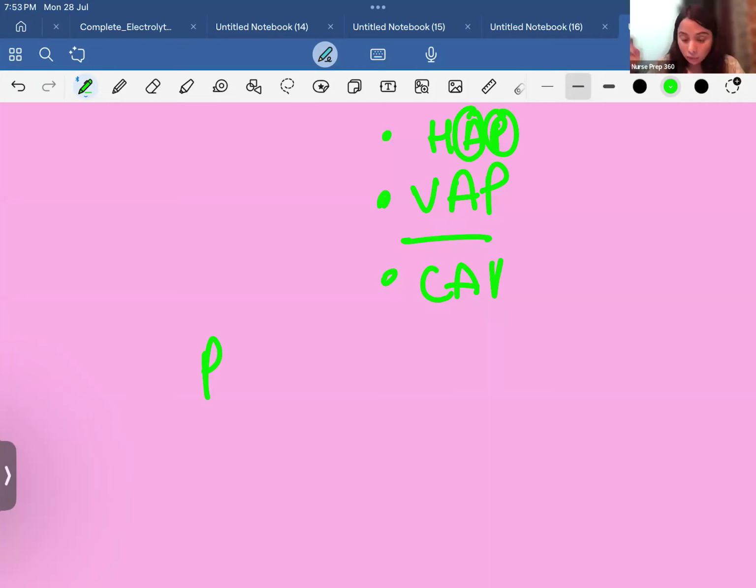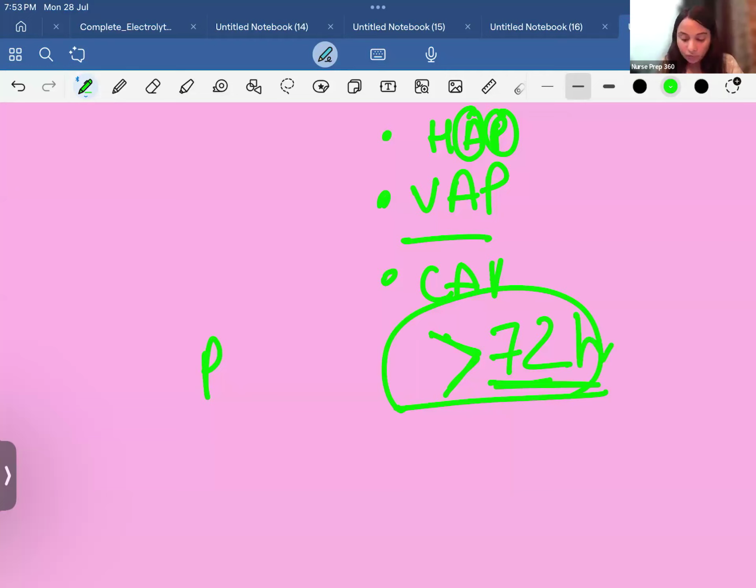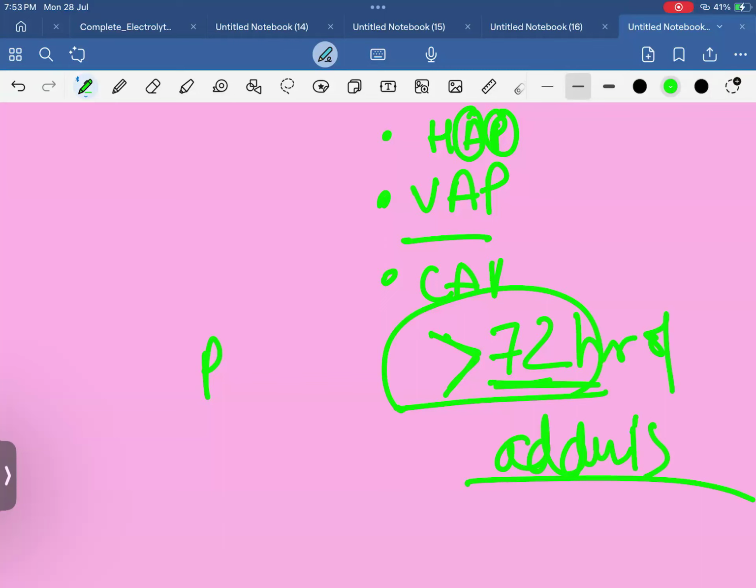So there's a rule. If the pneumonia is occurring after 72 hours of admission, it means that earlier when you admitted the patient did not have pneumonia, and after 3 days the patient got pneumonia. It is known as hospital acquired pneumonia. Understood? Yes ma'am.